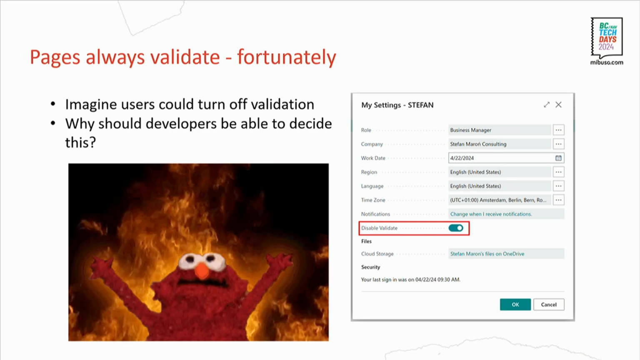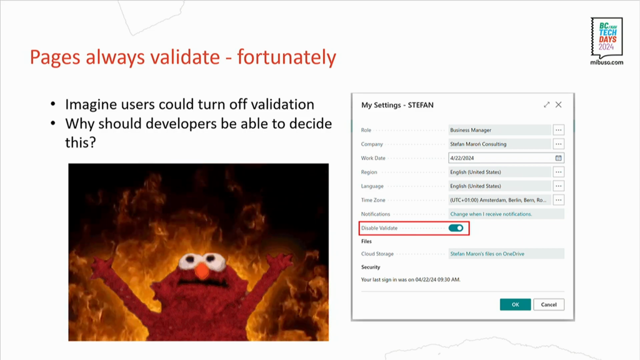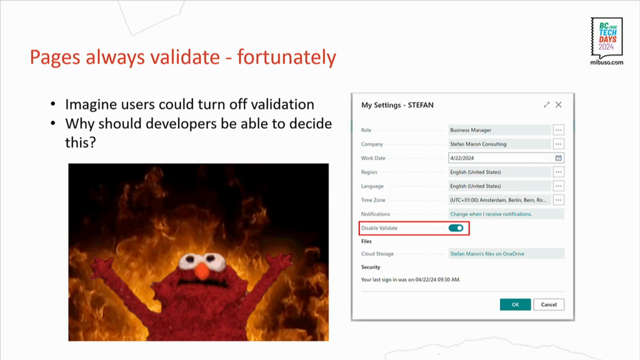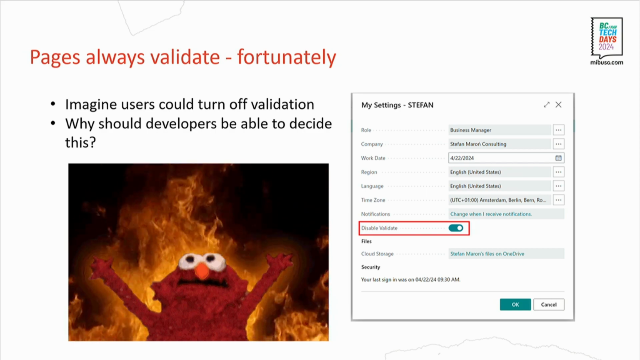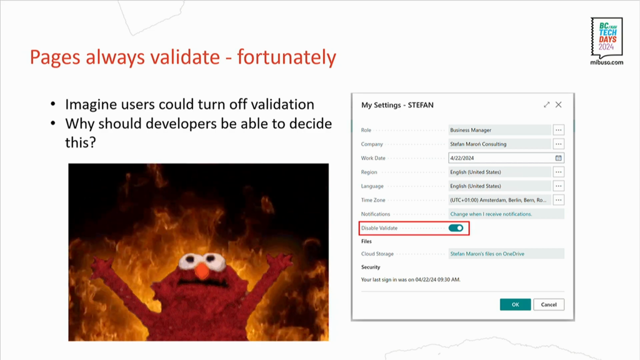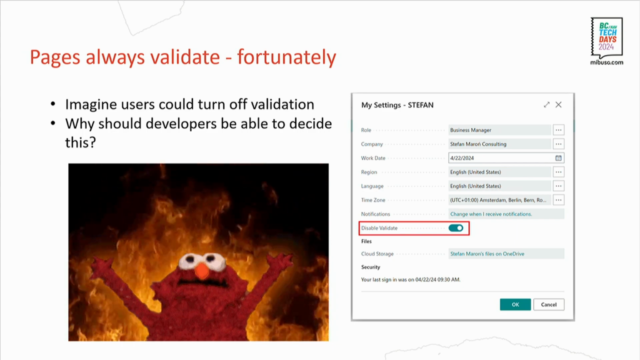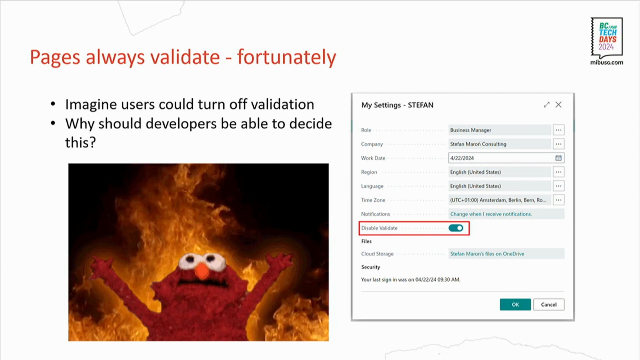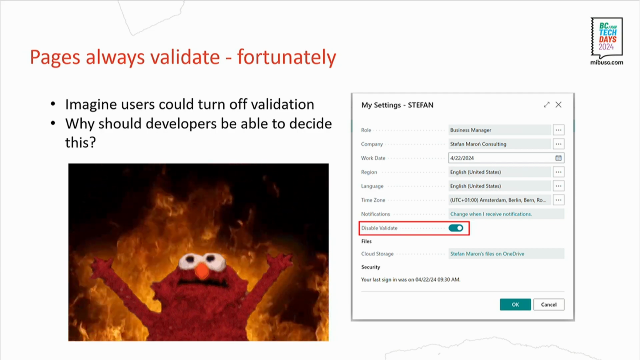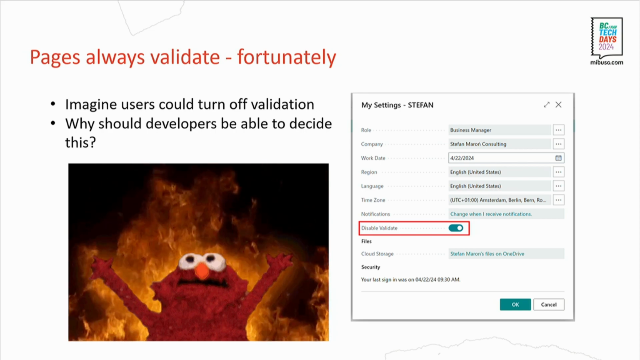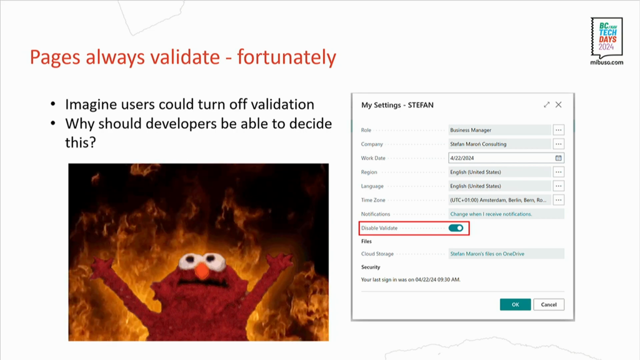Now, why should developers be able to do this? At least I am very concerned about users doing this stuff. And I mean, pages even have additional validation code, up to 5 events more of validation code that's being executed. So there is even more validation on the pages. We need to remember this for some of the next slides as well.